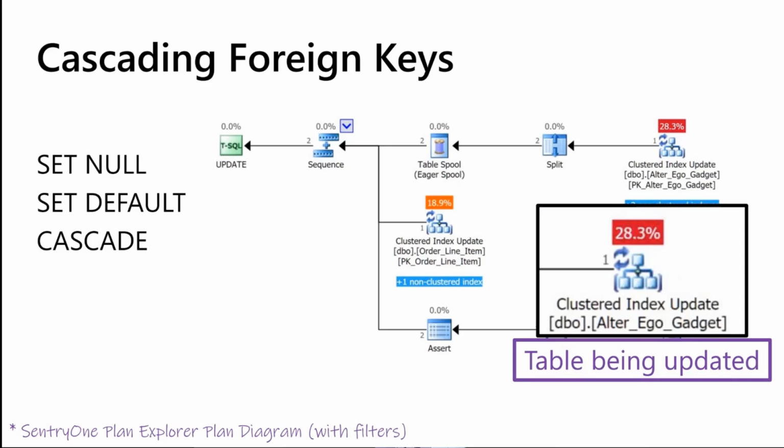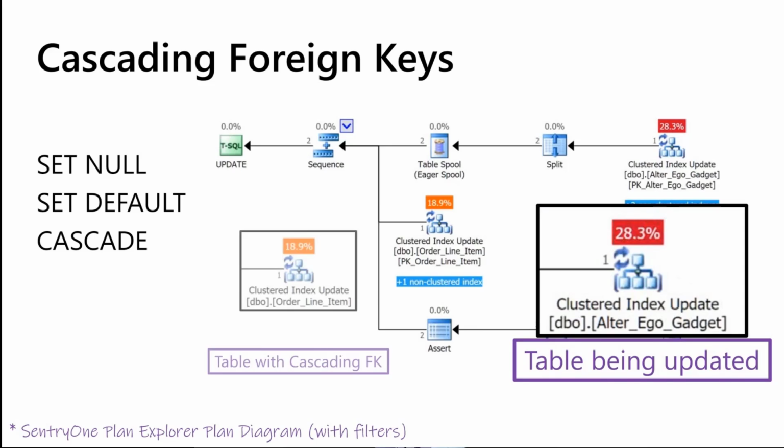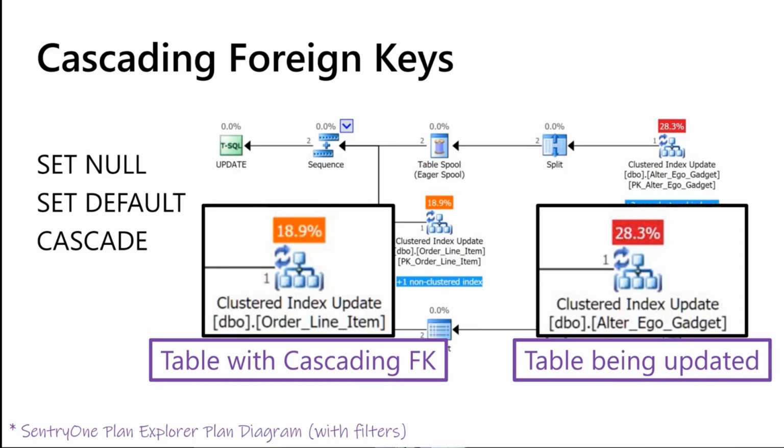So here we can see that we're updating our table, and we can see that the child table, or the referencing column, is being modified based on the action that we defined in our foreign key. In this case, it happens to be a cascade on update. So we're setting the value to be the same as what it was in our parent table.